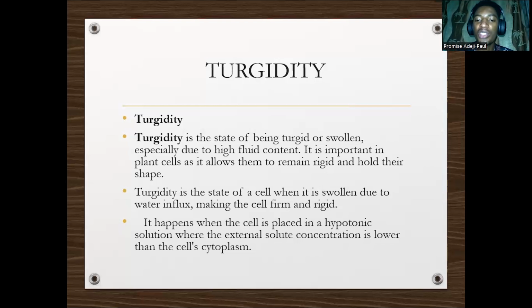So turgidity is the state of a cell when it's swollen due to what? Water inflow. That means water has flowed into the cell. So the cell becomes firm and what? Rigid. It happens when the cell is placed in what? In a hypotonic solution, where the external solute concentration is lower than the cell's cytoplasm. Just sit down and think about it. It's actually very easy to understand.